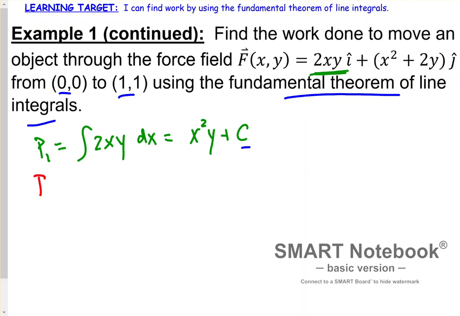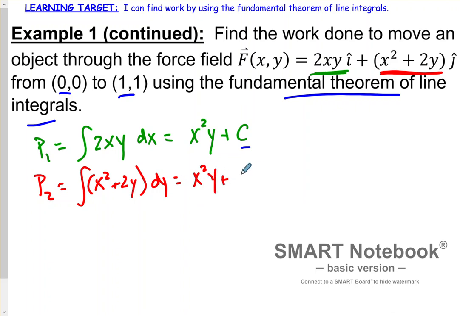Okay, and then I'm going to take my j component over here, and I'm going to integrate that with respect to y. And that should give me more pieces of my potential function. So I integrate x squared with respect to y, that gives me x squared y. And I integrate 2y with respect to y, that gives me y squared plus c.